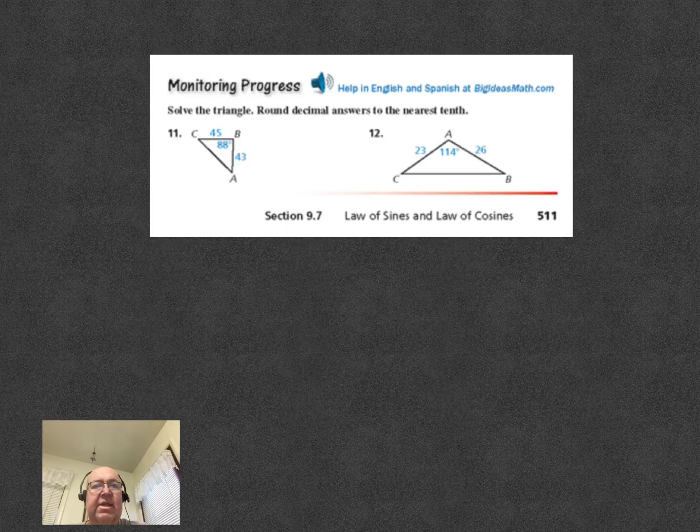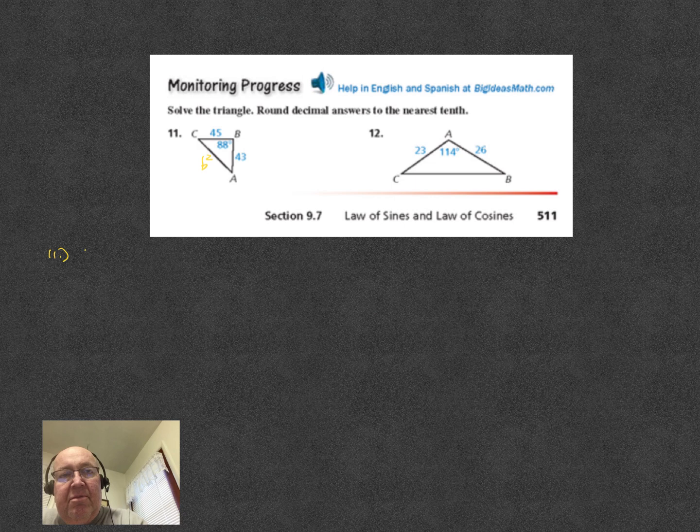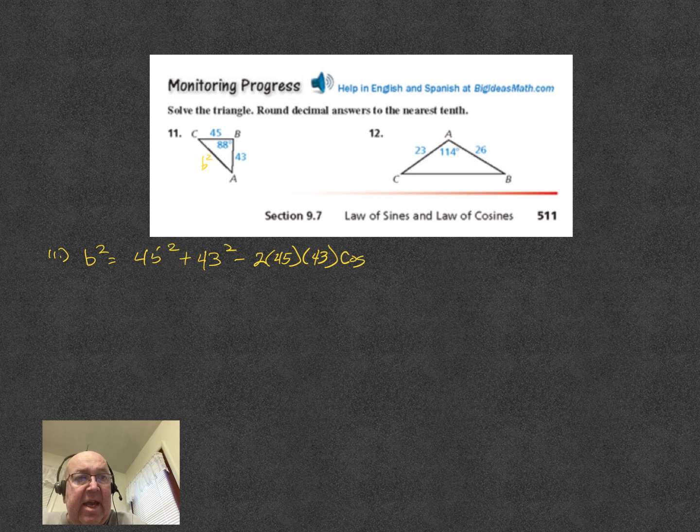So let's practice. First off, we have a triangle, number 11, and we're going to be looking for B squared. So B squared is equal to A squared, which is 45 squared, plus C squared, which is 43 squared, minus 2 times 45 times 43 times cosine of 88 degrees.